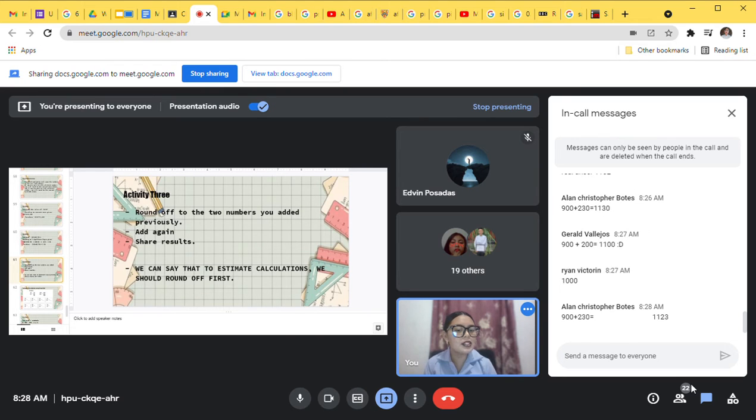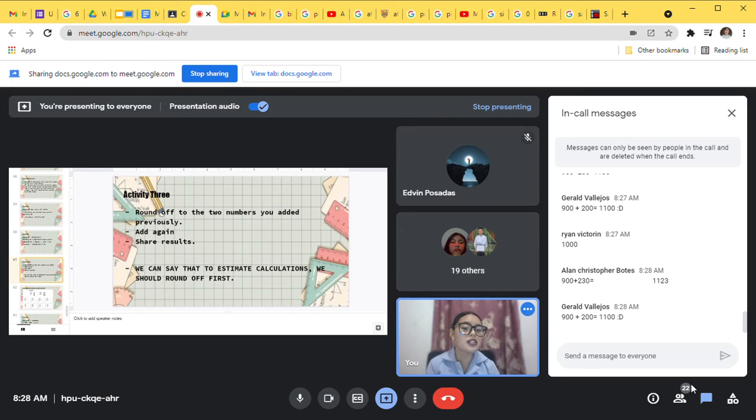What happens to the 2? It stays the same, right? So we should have 200 and not 230, because we are rounding off to the nearest 100. So our answer is 900 plus 200 would equal 1100.